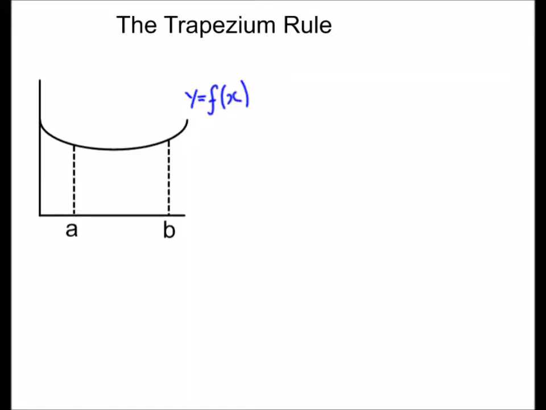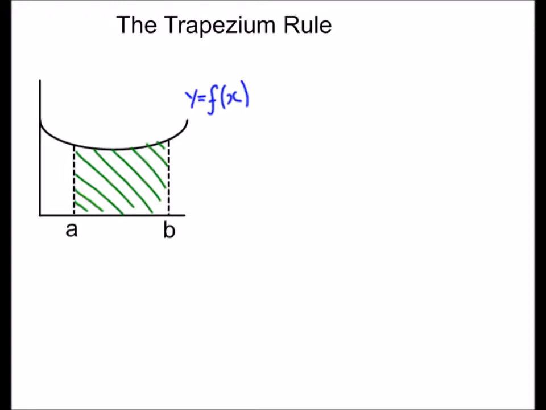Hello, today I'm going to look at how to apply the trapezium rule. I'm not going to do coming up with the trapezium rule, just how to apply it to a question. So we use the trapezium rule for estimating the area between the graph and the x-axis. So here I'm looking for the area between my b value and my a value.